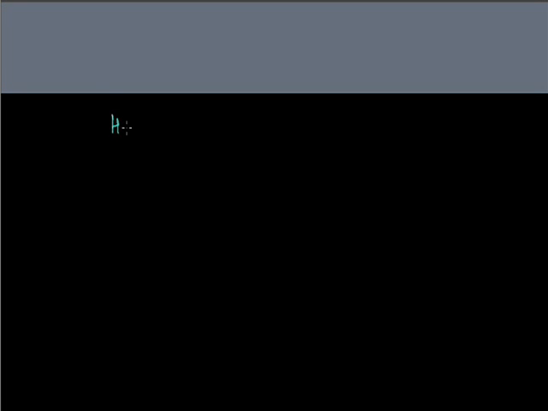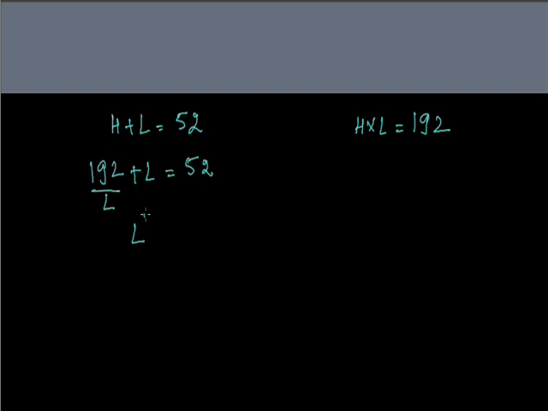We get H plus L is equal to 52, and HL is given as 192. Since the product of the two is 192, H will be equal to 192 upon L, plus L equals 52. It will give L squared minus 52L plus 192 equal to 0. Factorize it by splitting the middle term.